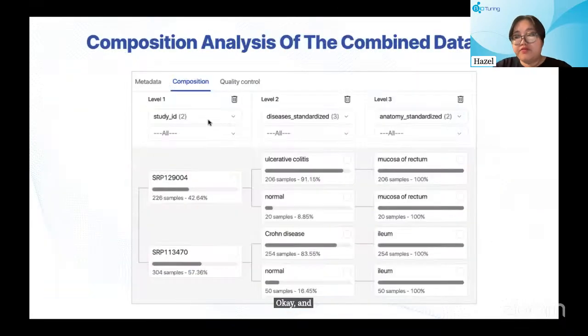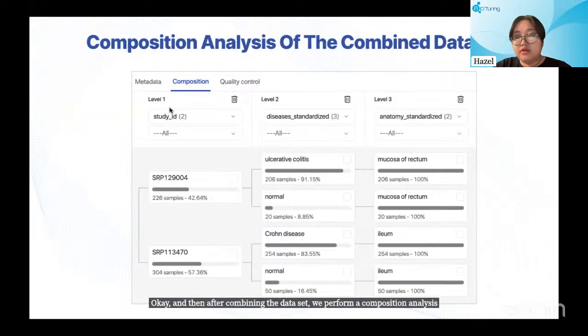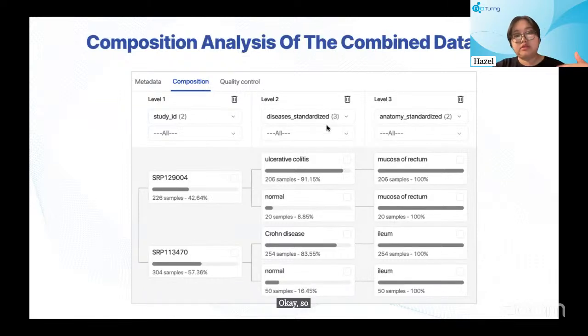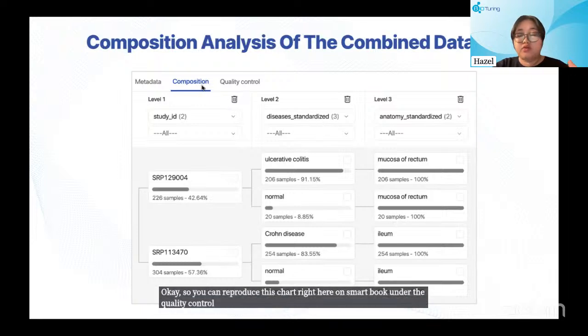And then after combining the dataset, we perform a composition analysis to understand the distribution of samples across different categories on SmartBook. Okay, so you can reproduce this chart right here on SmartBook under quality control. You can go to composition and then create a similar chart.